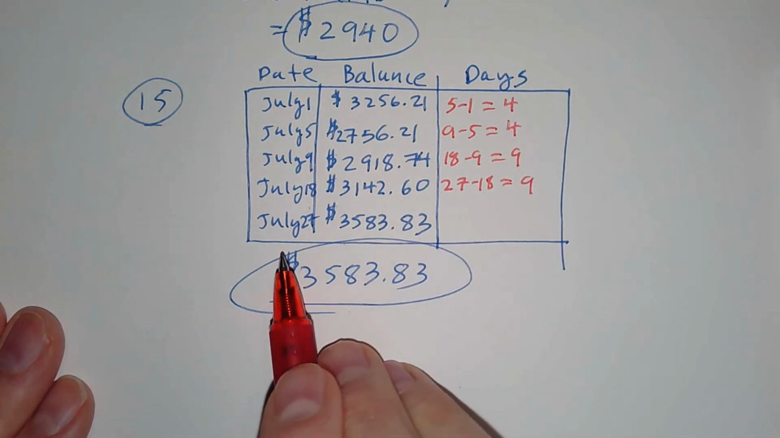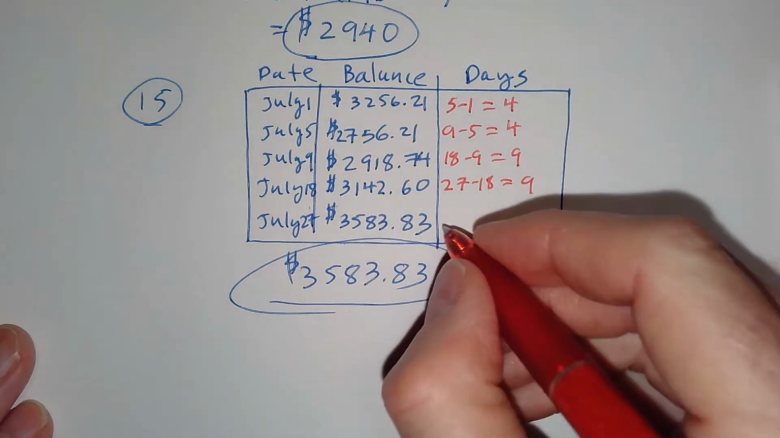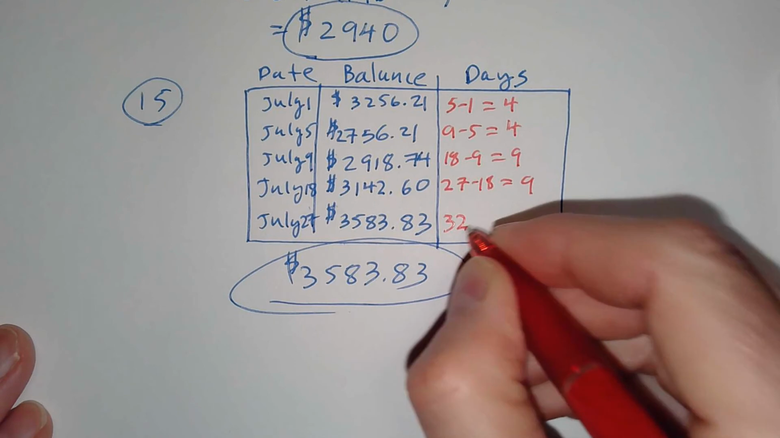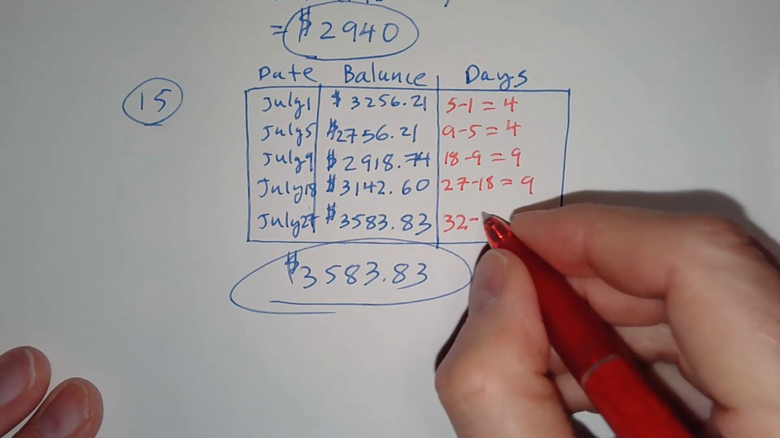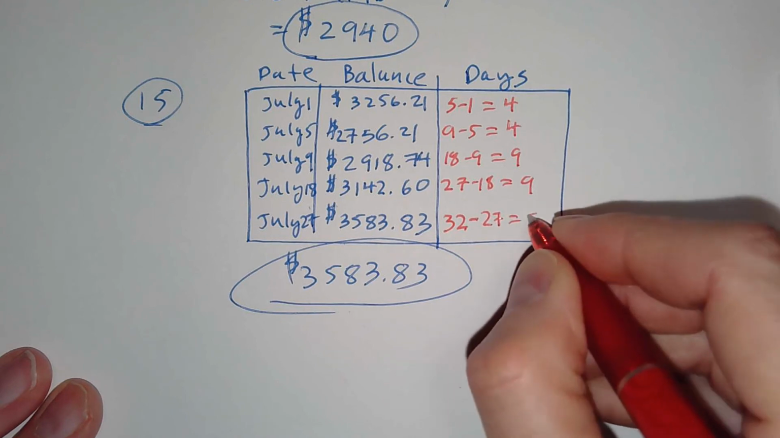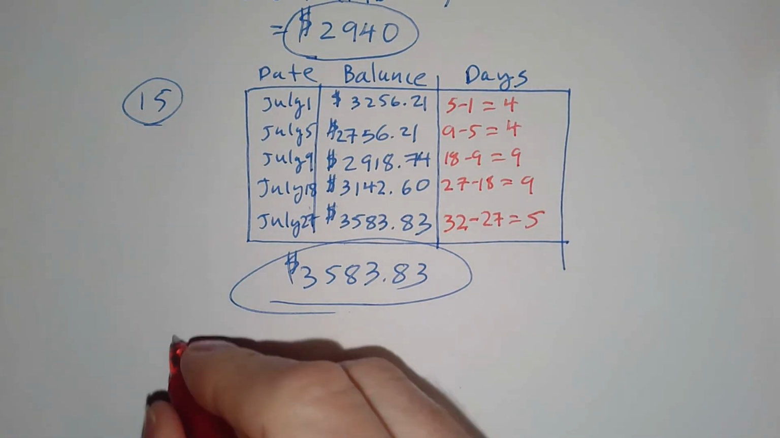And remember, July has 31 days. We have to go an extra day to bump it to the next side, so we're going to use 32 here. 32 minus 27 gives us 5.